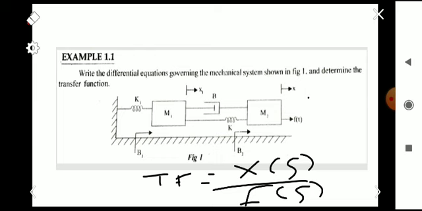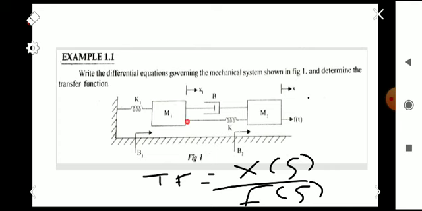Okay, so the transfer function is X(s) by F(s). Normally in the university question paper, in the question itself they will ask to find the transfer function X(s) by F(s), or they will ask to find X1(s) by F(s), like that. Here the question is only to determine the transfer function, so we are taking the output as x, and the transfer function is X(s) by F(s). So first we have to draw the free body diagram of the body m1.